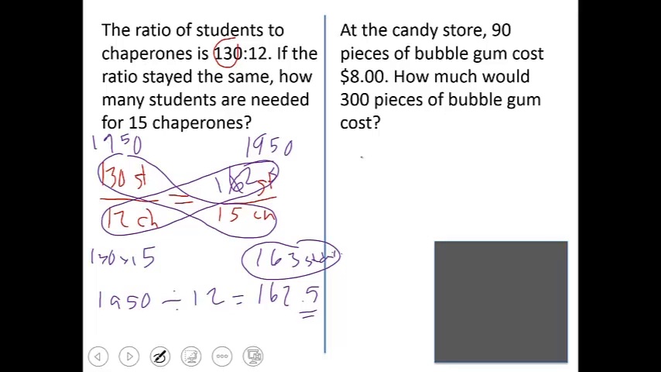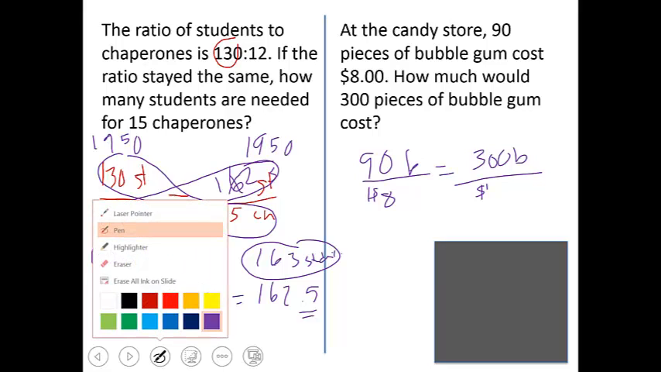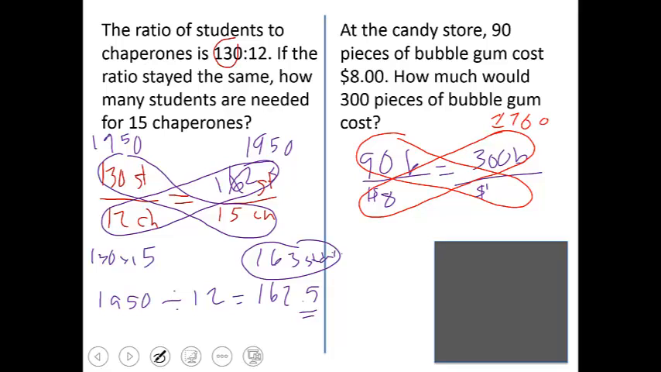At the candy store, 90 pieces of bubblegum cost $8. And I want to know how much 300 pieces of bubblegum cost. Just like the previous problem, I can't multiply 90 to get 300, and I can't multiply 8 to get 90, so I'm just going to cross multiply. I notice that 9 times 300 is 2,700, and I'm going to put 2,700 here as well.